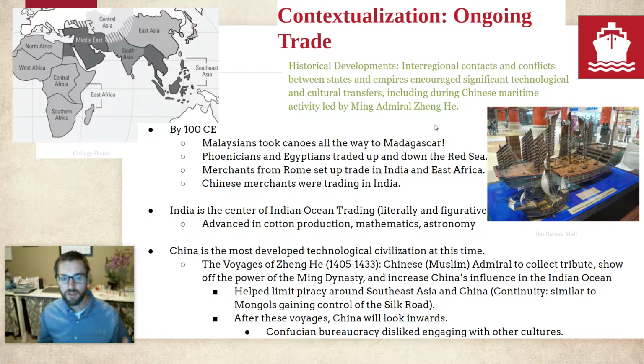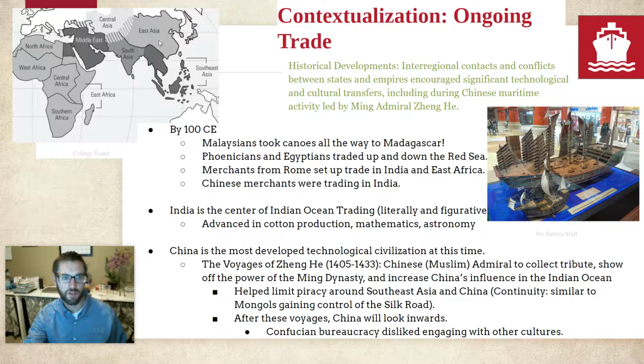And so understanding those trade routes, along with some other developments, helped this trade be set up from a very early time period. By 100 CE, Malaysians had made it all the way to Madagascar, we're pretty sure, from an archaeological standpoint. The Phoenicians of North Africa and the Egyptians are trading up and down the Red Sea here. Merchants from Rome are going to be able to get things all the way from India and East Africa and East Asia. And then the Chinese were trading with India as well.